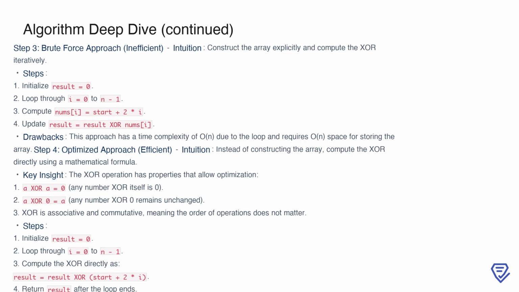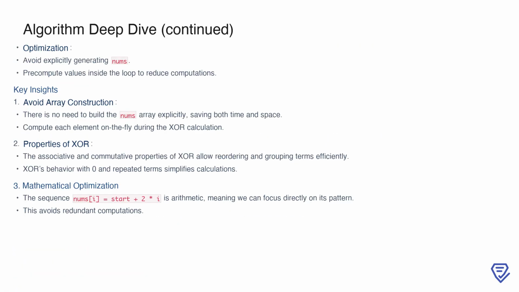Instead of constructing the array, we can calculate the XOR directly within the loop using mathematical properties of XOR. This eliminates the need to store the array, saving both time and space. The key to optimizing this algorithm lies in avoiding the explicit construction of the nums array. By leveraging the properties of XOR, we can compute the result on the fly. For instance, XOR is both associative and commutative, meaning the order of operations doesn't matter. Additionally, XORing a number with itself results in 0, and XORing with 0 leaves the number unchanged. These properties simplify our calculations significantly.